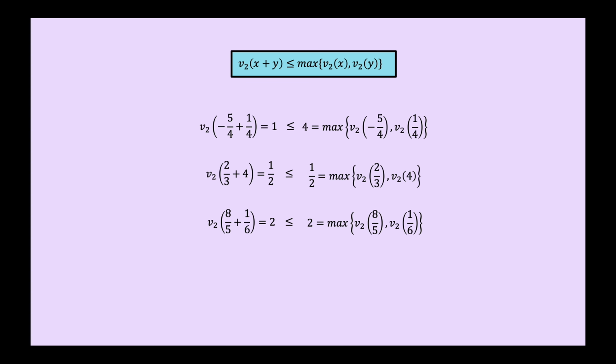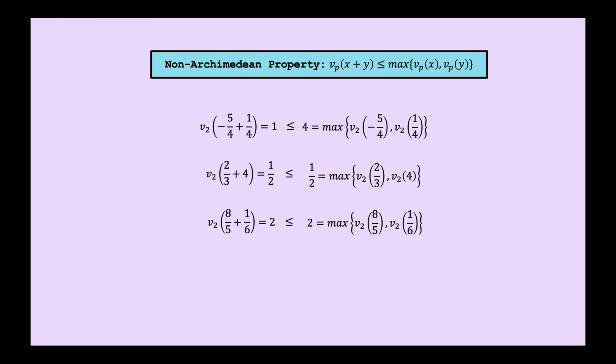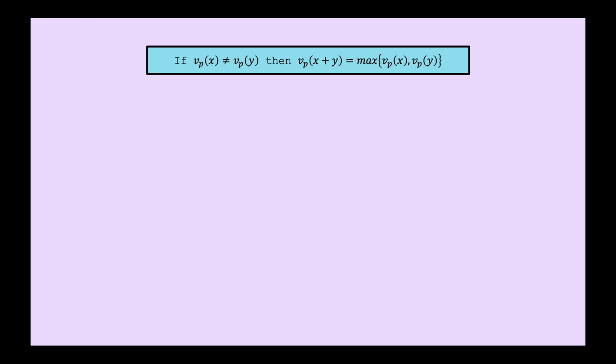In fact, this inequality actually turns out to be true for all p-adic valuations and is known as the non-Archimedean property. The proof that p-adic valuations are non-Archimedean just involves a bit of algebra, so we won't go into it here, but I encourage you to try proving it on your own. One of the main reasons the non-Archimedean property is useful is, with it, we have an even stronger result when the p-adic valuation of x is not equal to the p-adic valuation of y, and that is vp of x plus y is equal to the maximum of vp of x and vp of y. This is a pretty interesting and powerful result, so let's prove it.